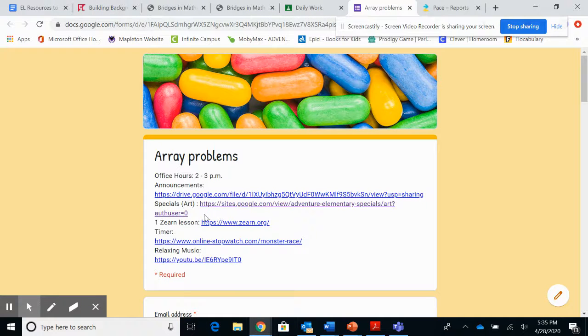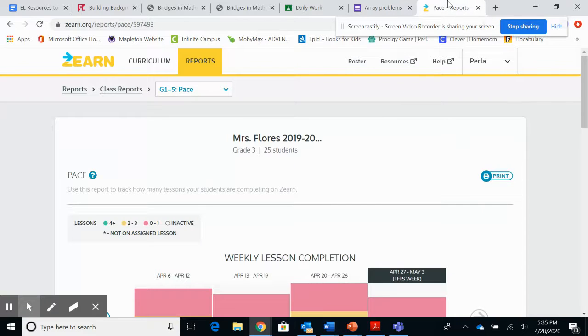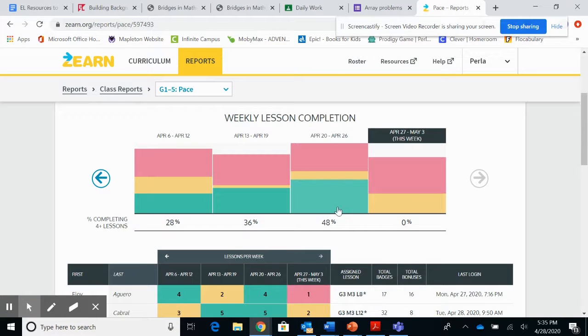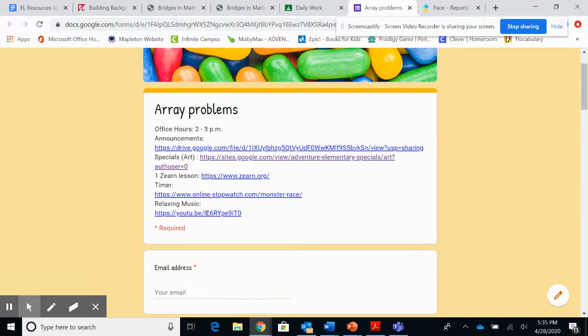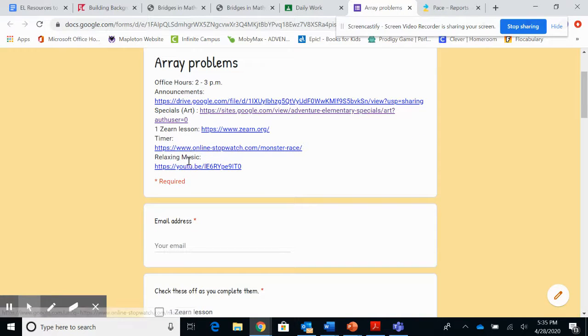Okay. So you have art. Then here I also put the CERN link, so make sure you're doing 1 CERN lesson a day. Remember that our goal is to get to 60% of the green section, so this, right? So that I can choose two CERN winners at the end of this week. That is our goal. Sorry, back to this. Here is your timer, and then relaxing music.